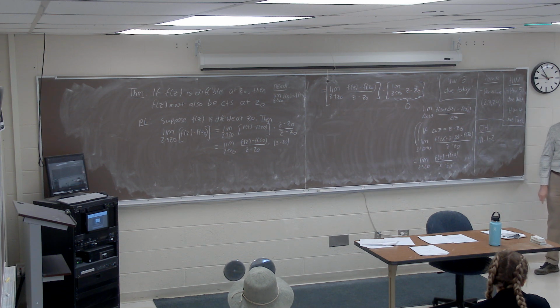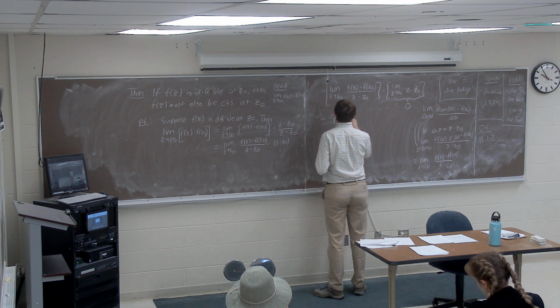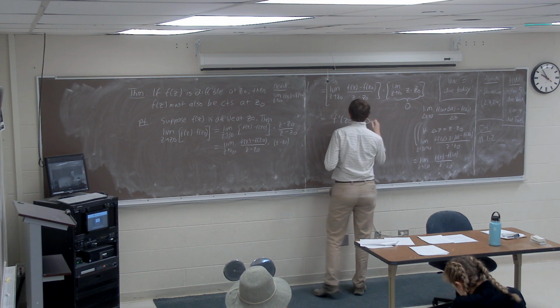It's two different ways of writing out the same thing, which is f prime of z naught multiplied by 0.